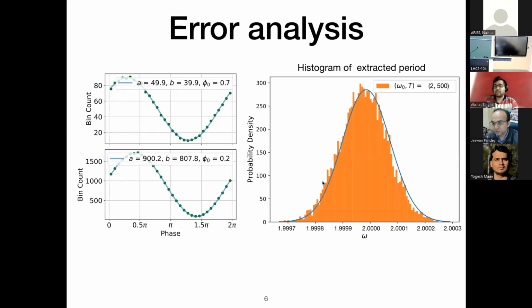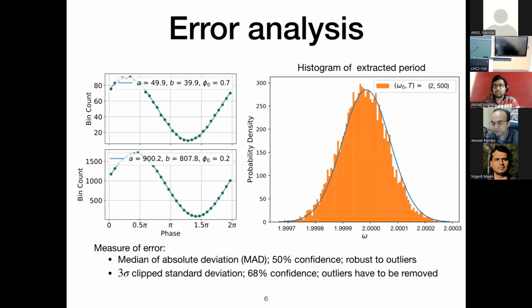So if we, let's say, do this simulation thousands of times, you will get this distribution centered around the actual frequency, in this case angular frequency, and you can use this as an actual measure. There are two kinds of measures we defined. One is the median absolute deviation. That means you subtract the actual angular frequency from all the recovered parameters, take the absolute value of that, and whatever is the median, that is your measure of error.